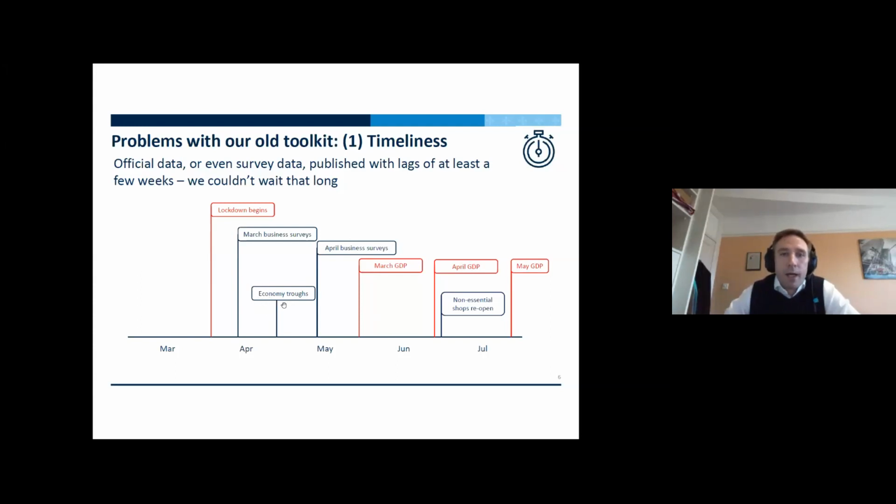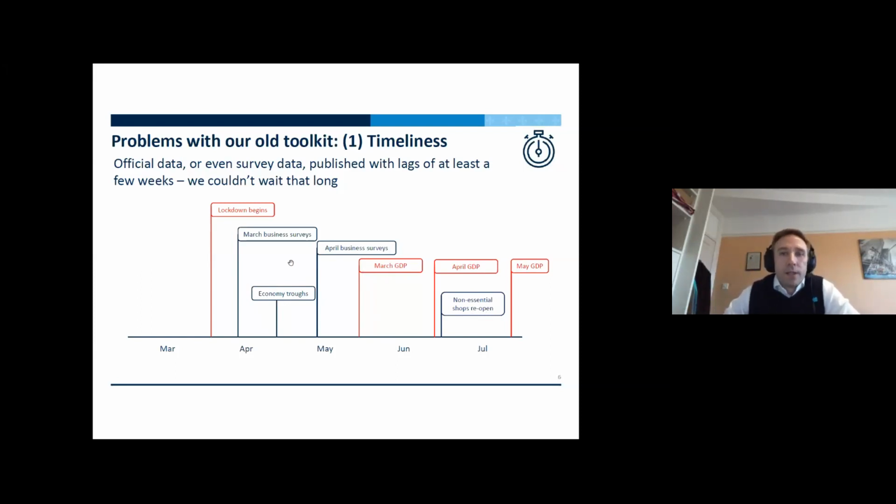So by the time we got the first inkling of what damage had been done, even in the first week of lockdown, the economy was already starting to inch up by then. And by the time we knew the full damage from the lockdown in April GDP data, we were about to get a big upsurge as the non-essential shops reopened again.